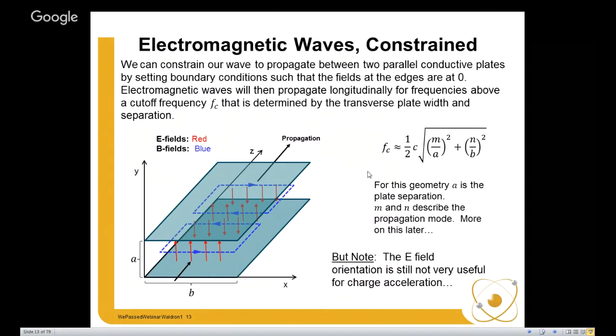We'll then find that we have a cutoff frequency of propagation that is related to the spacing and the dimensions of the two plates. And what we'll see is we get electric fields that are oriented in the direction of the red arrows shown, and magnetic fields that are circulating around in the orientation of the blue arrows. Again, this is not especially useful if I want to accelerate electrons along this direction of propagation. If I were to place some electrons in the influence of these magnetic fields, they would simply bounce up and down without going anywhere, and they would have no net acceleration.